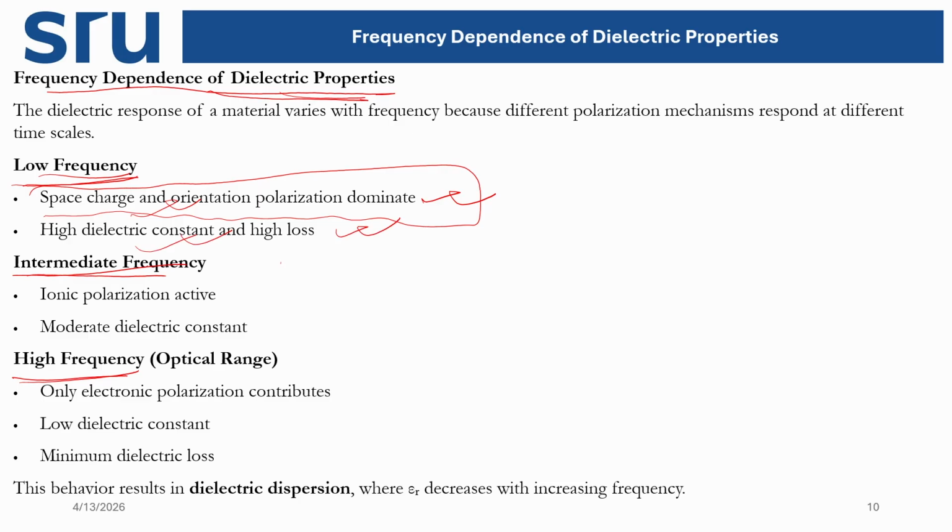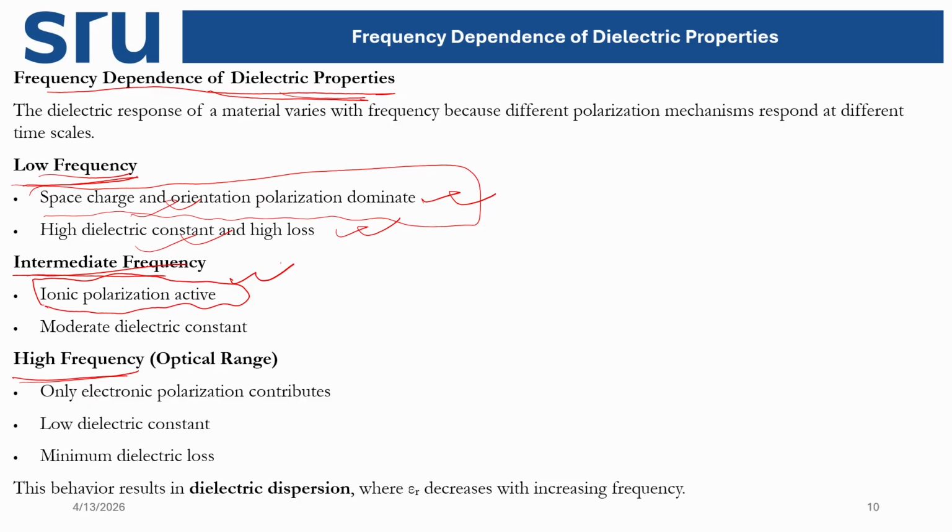But in intermediate frequencies, ionic polarizations are active. For example, for NaCl, these ionic compounds, there is a little shifting of positive and negative ions in different directions, and then we get the polarizations. So these can be observed in the intermediate frequencies.